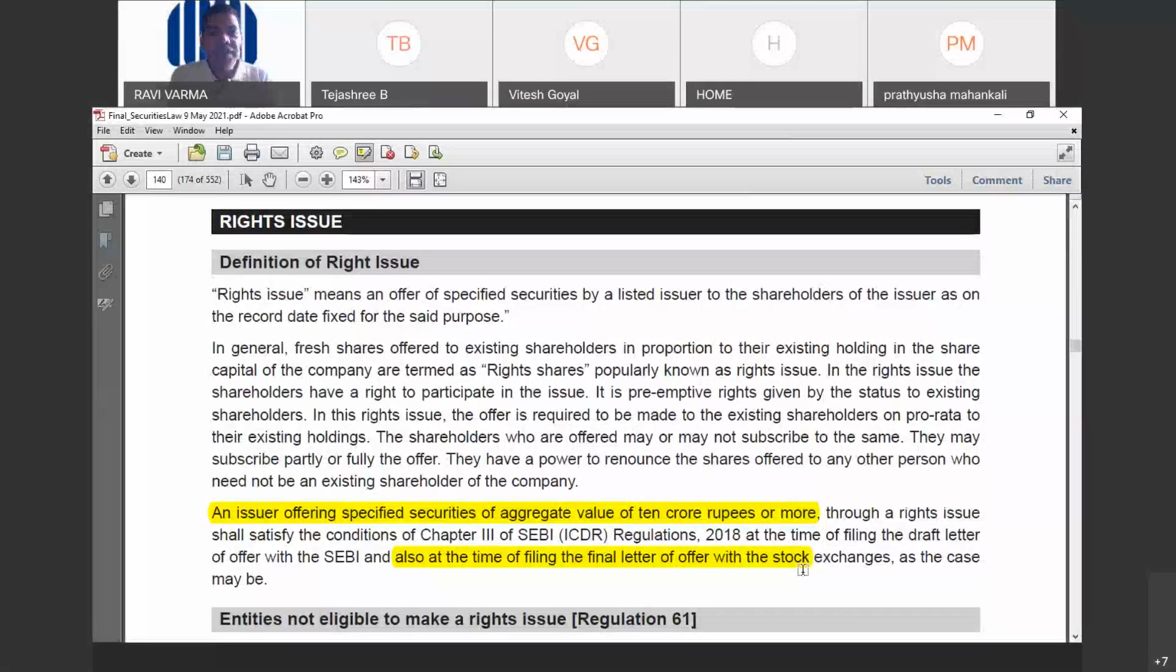But then, my answer will be that, read it out clearly. It says 10 crore or more. So if it is less than 10 crore, I am not required to follow SEBI regulation chapter 3. So I may or may not have the minimum contribution. I may or may not have 90% achievement. Right? Yes or no?